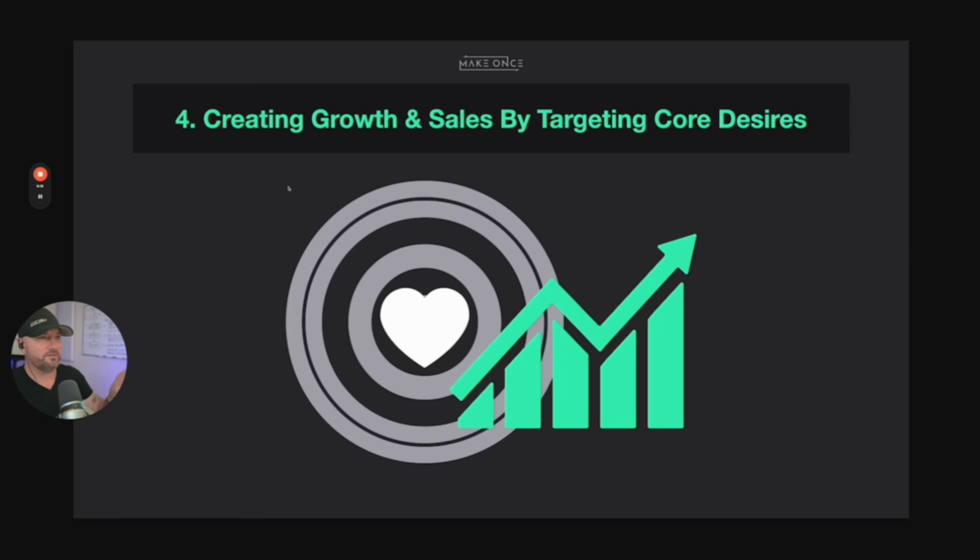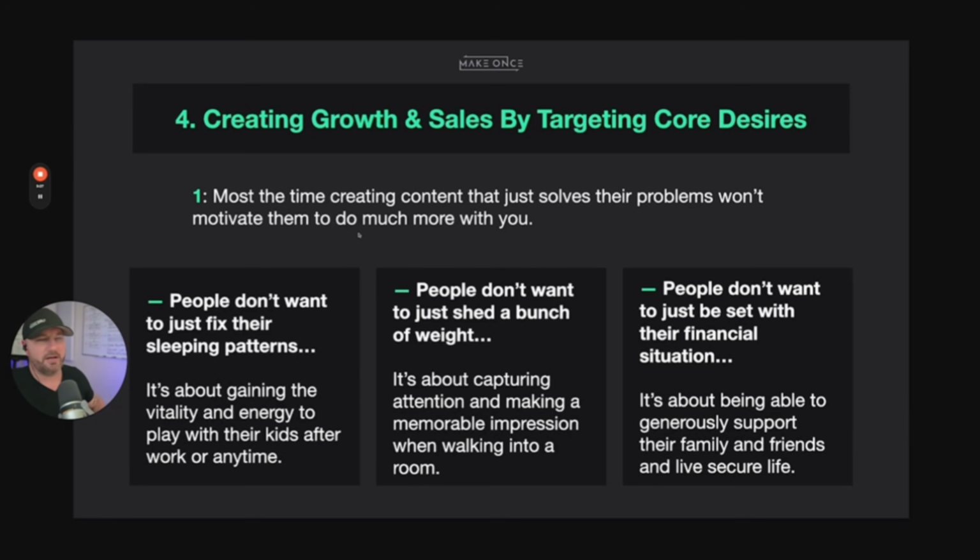Which brings us to our final part of this process, which is creating growth and sales by targeting core desires. Most of the time, creating content that just solves their problem won't motivate them to do much more with you. We have to think about it in a different way. People don't want to just fix their sleeping patterns. It's about actually gaining the vitality, the vibrance, and the energy to play with their kids after work or anytime. Or people don't want to just shed a bunch of pounds. It's actually about getting attention and making a memorable impression when they walk in the room and somebody looks at them going, whoa, you know?